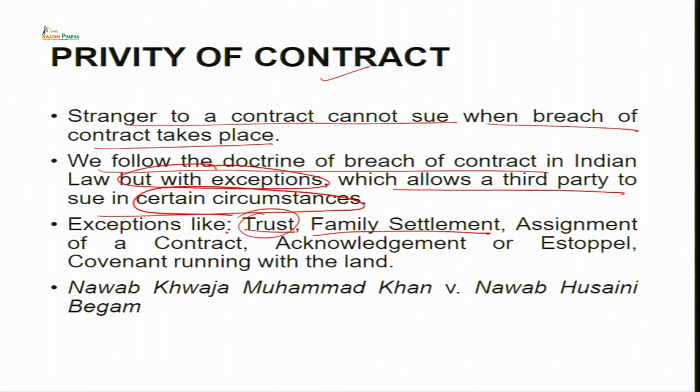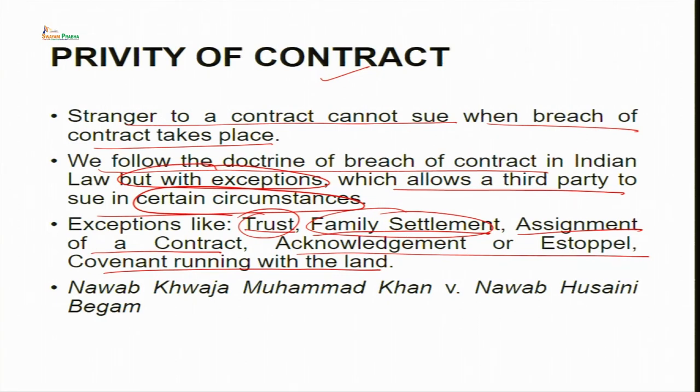Trust means a fiduciary relationship, trusting someone. Here we are talking about the relationship of a trustee and beneficiary, right? So, trust, then the second is family settlement, then assignment of a contract, then acknowledgement or estoppel, covenant running with the land, right? So, these are a few exceptions.